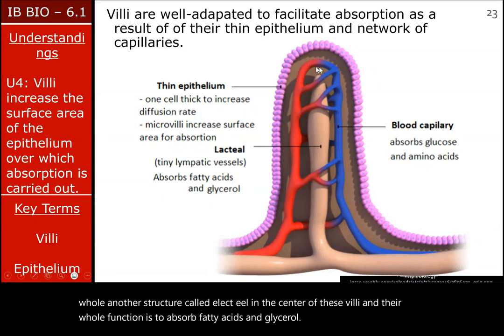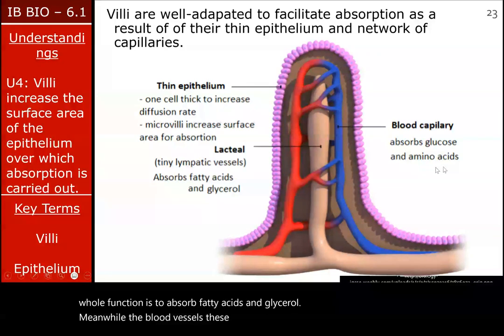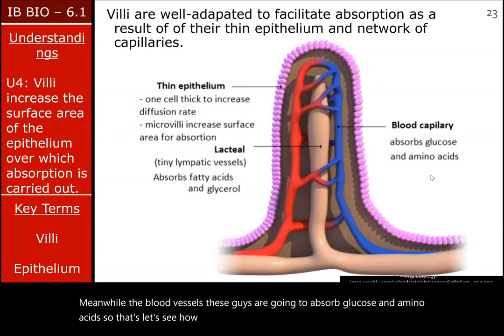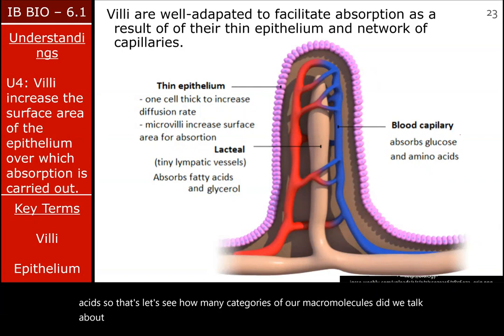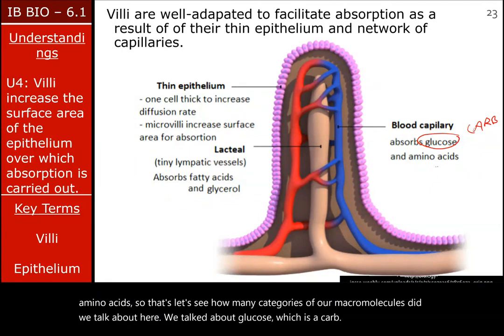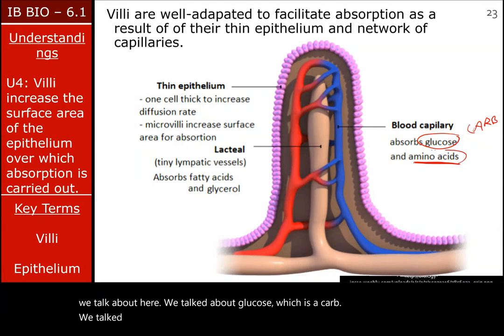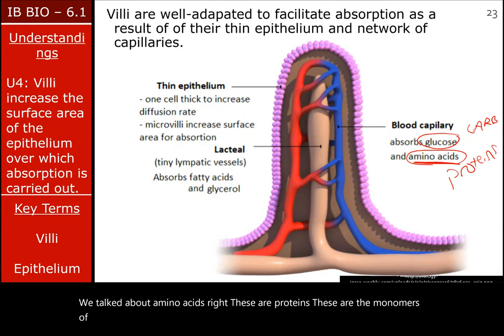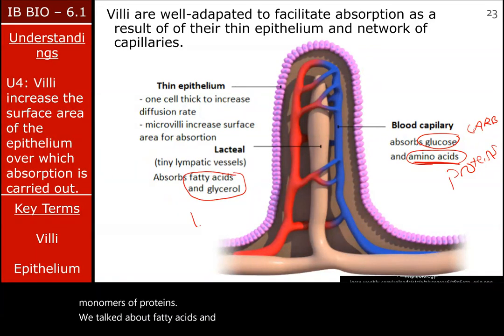Meanwhile, the blood vessels are going to absorb glucose and amino acids. So let's see, how many categories of our macromolecules did we talk about here? We talked about glucose, which is a carb. We talked about amino acids, right? These are the monomers of proteins. We talked about fatty acids and glycerol, right? So these are lipids. We haven't talked about nucleic acids yet.